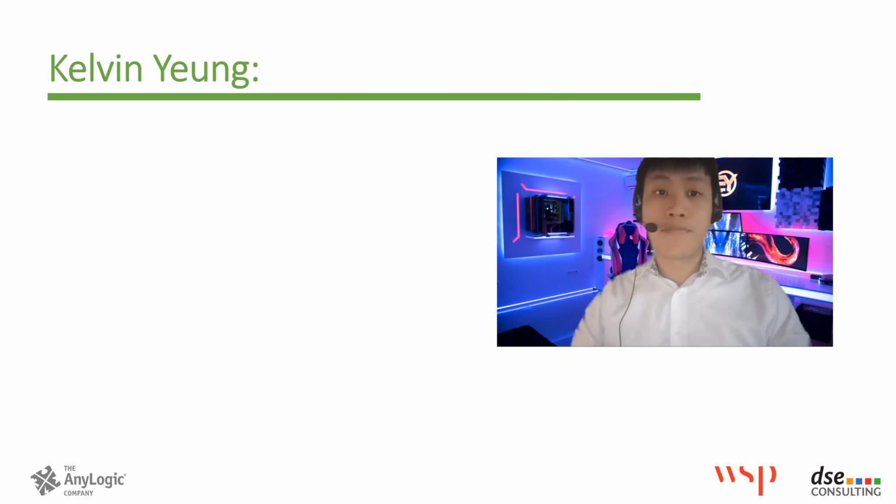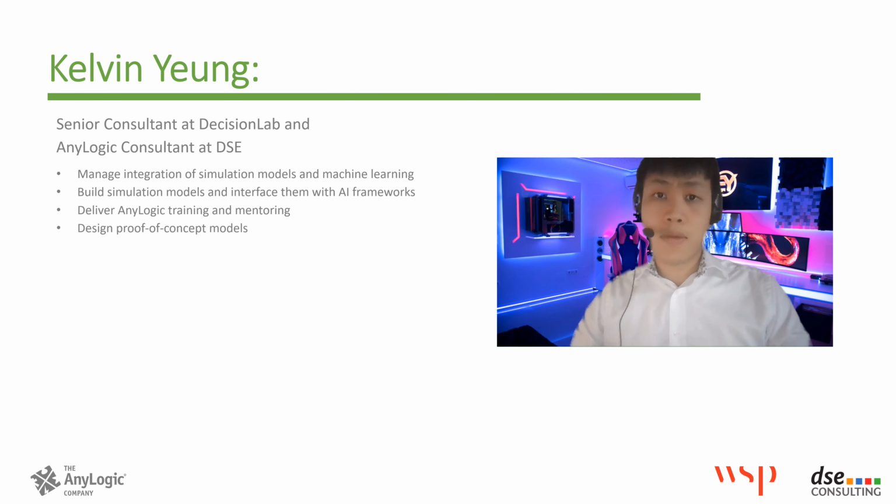Hello, I'm Kelvin. Some of you might already know me. I'm a senior consultant at Decision Lab and an AnyLogic consultant at DSE. My main role at Decision Lab is to manage the integration between simulation models and machine learning agents. I work on multiple projects which involve connecting existing simulation models, or most often building simulation models from scratch, and interfacing them with AI frameworks. Most commonly in Decision Lab, we use deep reinforcement learning, but we do other machine learning methods as well.